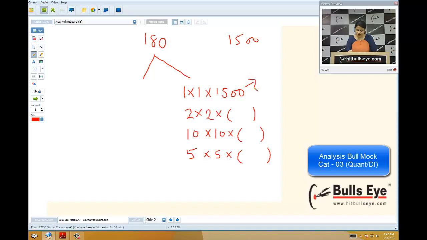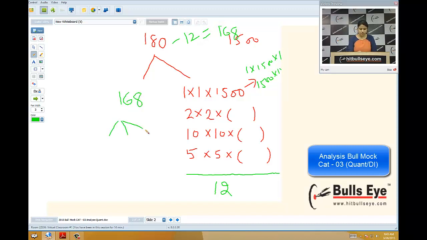Each case will result into three cases. 1 into 1 into 1500 can be written as 1 into 1500 into 1, 1500 into 1 into 1. That's why each case will result into three more cases. So there are 12 cases. I want to subtract these 12 from 180. Now 180 minus 12 is nothing but 168. Now these 168 cases are those in which all the integers are distinct.